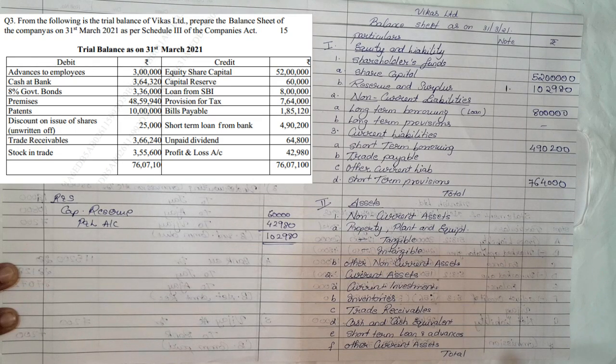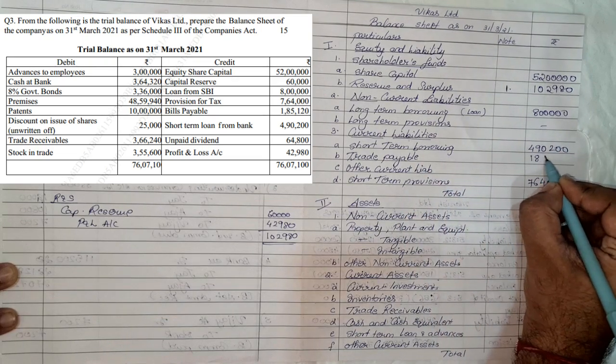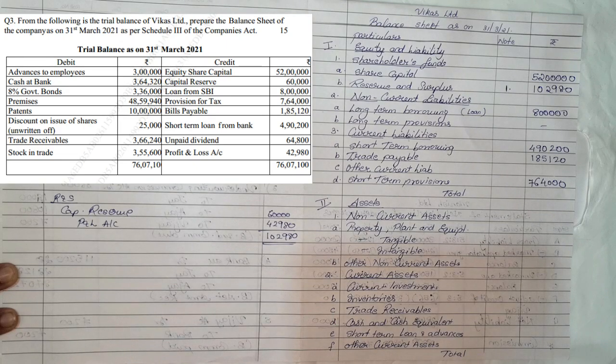Though let us see anything as of such is given. Now they have directly given you bills payable, so we don't have to prepare a note. We can directly write it here. Under trade payable, there's no creditors. So 1,85,120. Okay. Anything else which is missed off? We have to just go through it once.